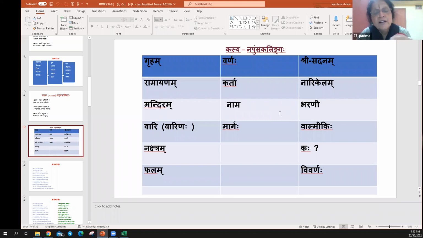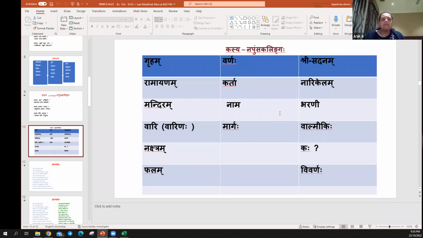The Varnaha is color, you said. Karta is one who does something, right? Yes, karta. And namaha is name. And margaha is to show the way. Karta here could be an author. So Ramayanam. Is it karta Valmiki? Yeah, karta. Ramayanam karta Valmikihi.